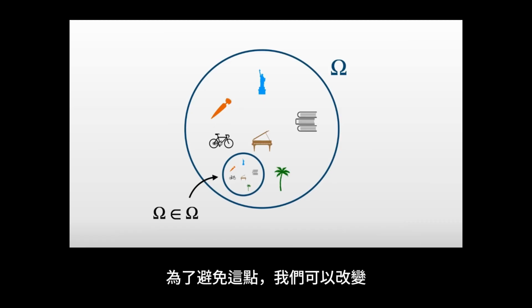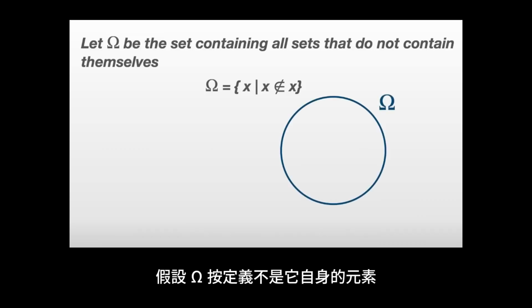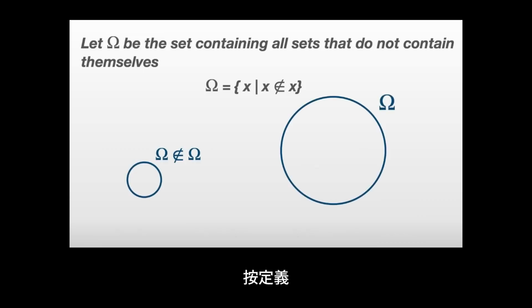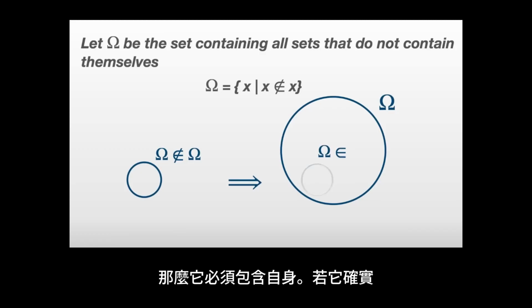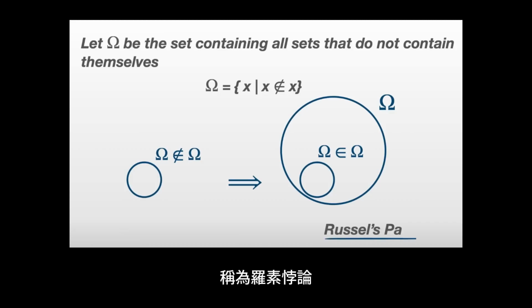To avoid this, we might change the definition of Omega and let Omega be the set containing all sets that do not contain themselves. Now, assume Omega isn't a member of itself. By definition, then it must contain itself. If it does contain itself, well, it can't contain itself. This is known as Russell's paradox.